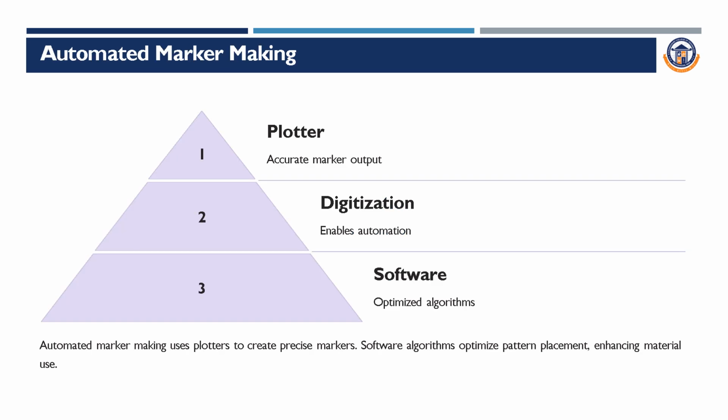Automated marker planning. Automated marker making has a different set of operations. It uses plotters to print exact cutting guides, because the plotters move or cut the pattern along the accurate line drawn by the software. The software algorithm arranges the patterns automatically, reducing human effort and material waste. Hence there is a higher level of digitization in the pattern arrangement and fabric spreading. This process is widely used in bulk garment production for maximum efficiency.